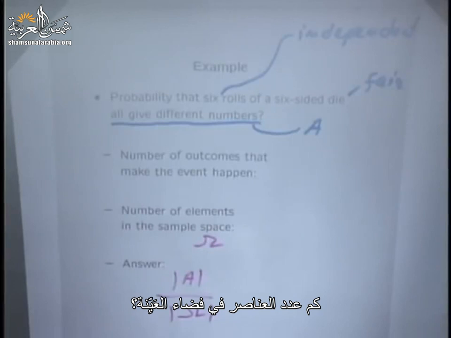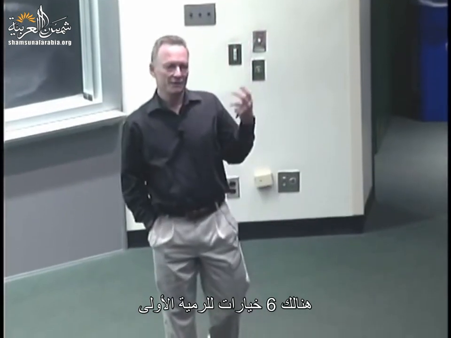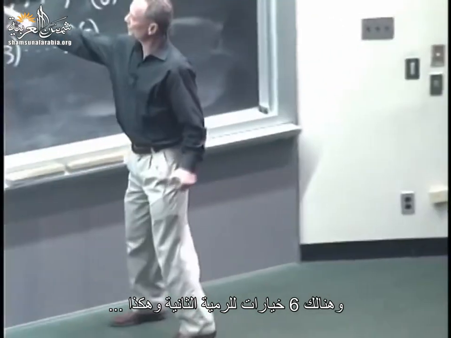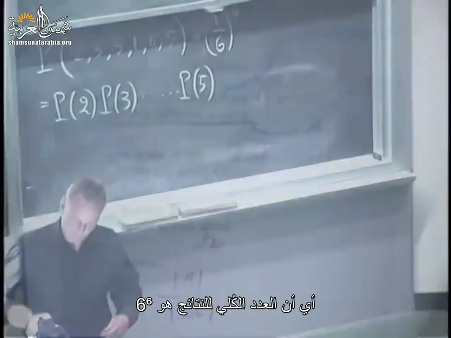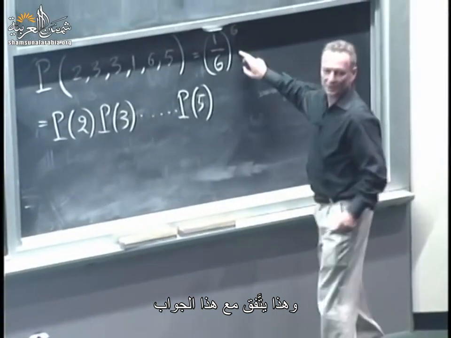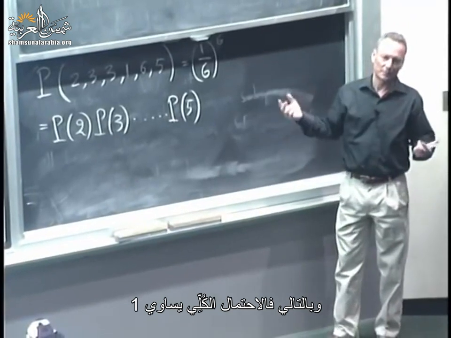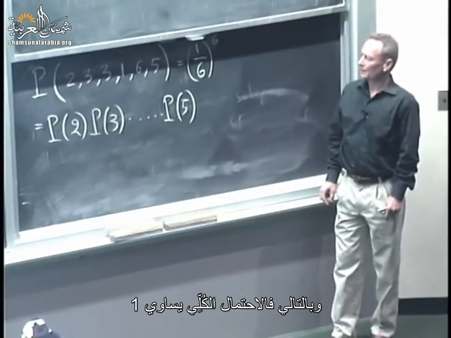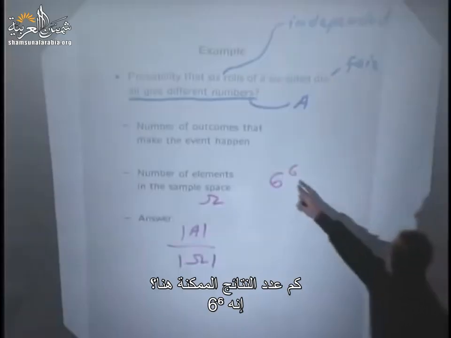How many elements are there in the sample space? How many possible outcomes are there when you roll a die 6 times? You have 6 choices for the first roll. You have 6 choices for the second roll, and so on. So the overall number of outcomes is going to be 6 to the 6th. So the number of elements in the sample space is 6 to the 6th power. And I guess this checks with this. We have 6 to the 6th outcomes. Each one has this much probability, so the overall probability is equal to 1, right? So the probability of an individual outcome is 1 over how many possible outcomes we have, which is this. All right. So how about the numerator?